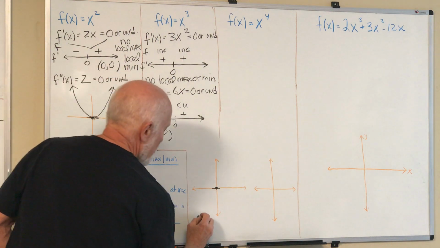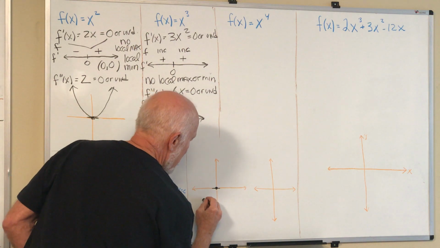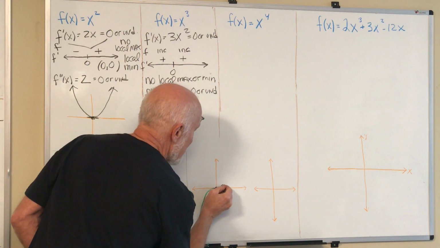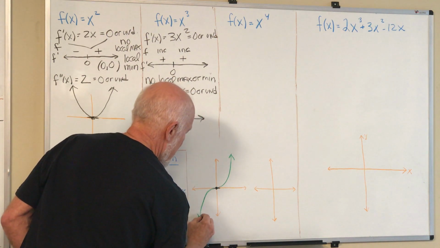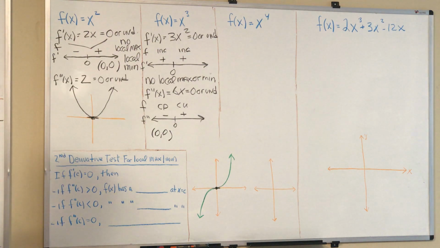So it's going to go increasing and concave down to a zero derivative, and then increasing but concave up. So that's what y equals x cubed looks like. And most of us, our intuition told us it was going to look like that. Okay, let's try f of x equals x to the fourth.